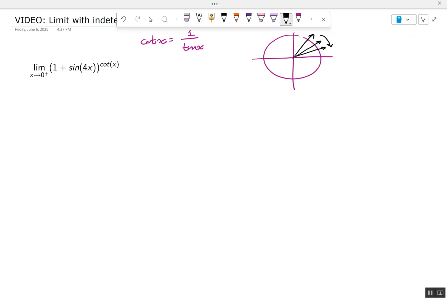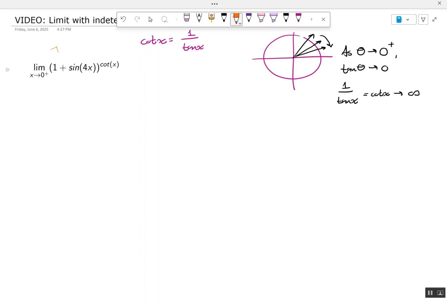My tangent is approaching, well, let's write it out. So as my angle measure approaches 0 from above, these slopes, right, the tangent is approaching 0. So then 1 over tangent, which is the cotangent, we're dividing by something that's shrinking. So 1 over tiny is approaching infinity.